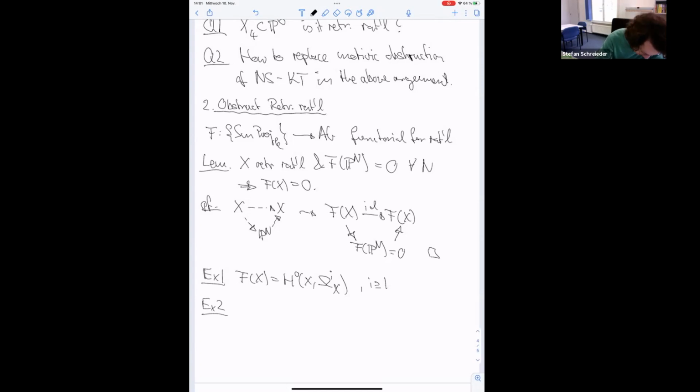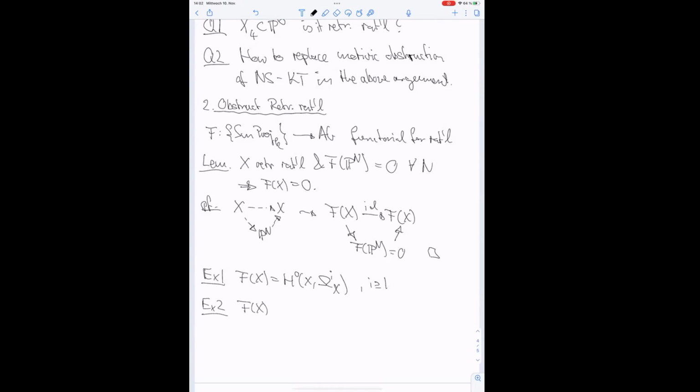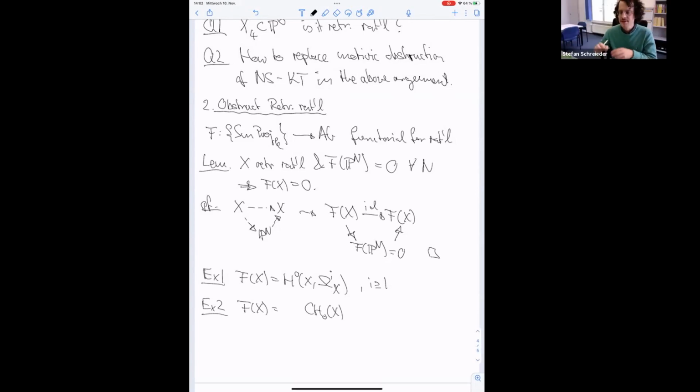Another example is the Chow group of 0 cycles, and this is because on a smooth projective variety, you can move the 0 cycles always in general position. And if they are in general position, then you can pull them back with a rational map, because you can assume that they are supported where the map is actually defined. Now, the group of 0 cycles, so it is functorial for rational.